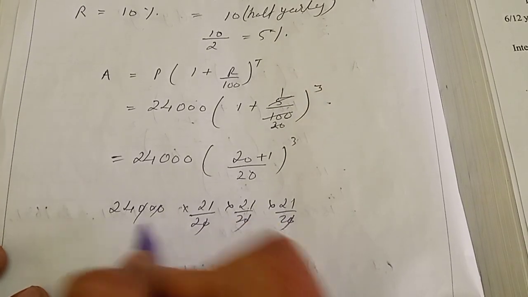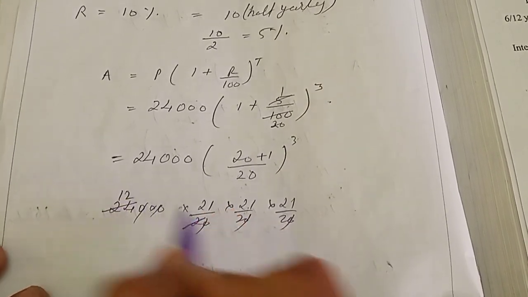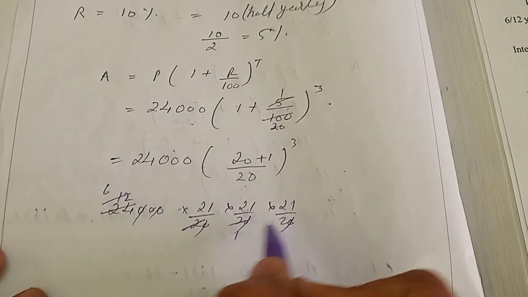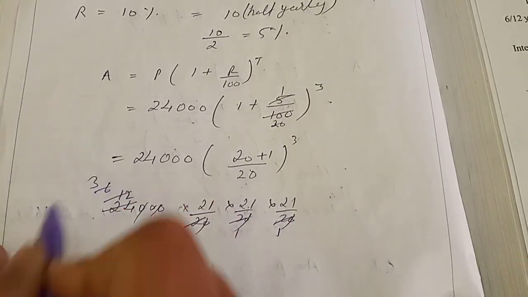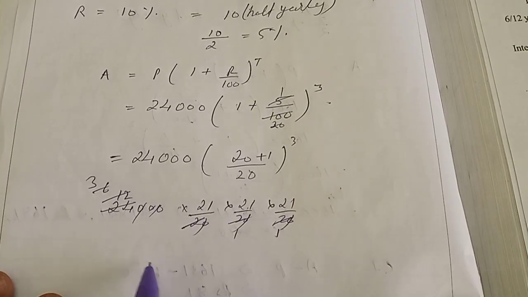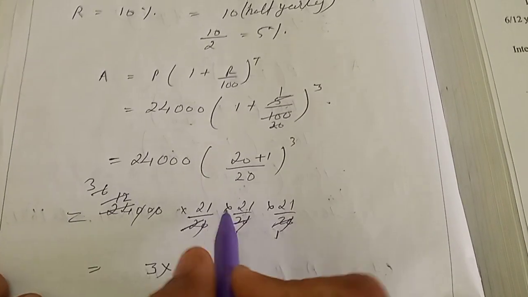Cancel this 3 times 0 with the table of 2. 2 ones are 2, 2 twos are 4. Again, 2 ones are 2, 2 threes are 6. Again with the table of 2. 2 ones are 2, 2 threes are 6. Now 3 multiply 21 cube.